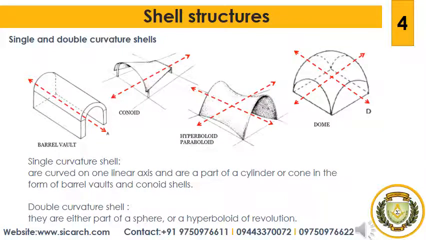So, the single curvature shells are curved on one linear axis and are a part of a cylinder or cone, in the form of barrel walls and conoid shells. Also, double curvature shell means they are either part of a sphere or a hyperboloid of revolution.